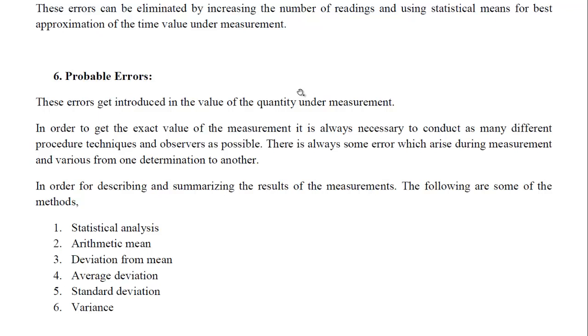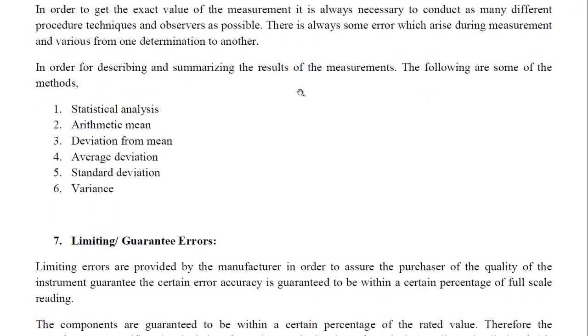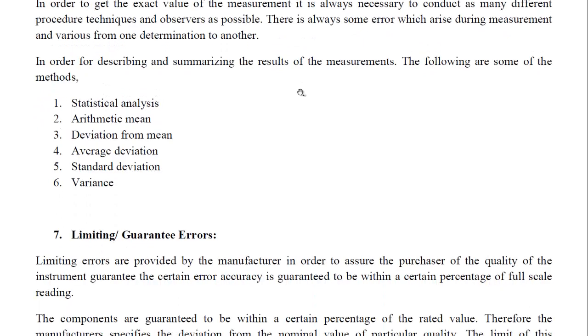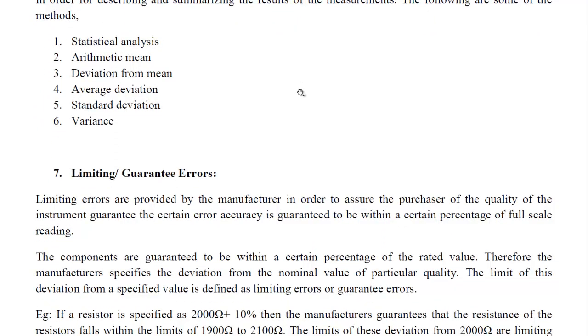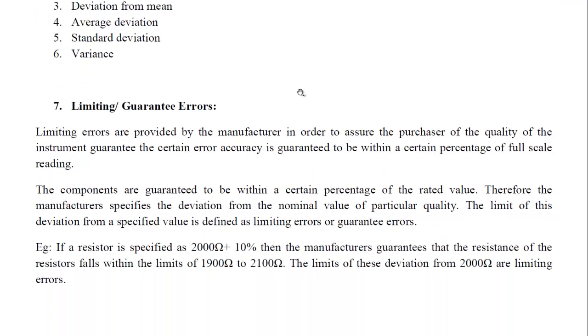Now these are the errors that are introduced in the value of the quantity under measurement. To get the exact value, different techniques are to be adopted and different observers are also to be used if you want to avoid this error. Some of the basic techniques available are statistical analysis, arithmetic mean, deviation from mean, average deviation, standard deviation and variance. Now coming to the last error, which is the limiting error, also called guaranteeing error.